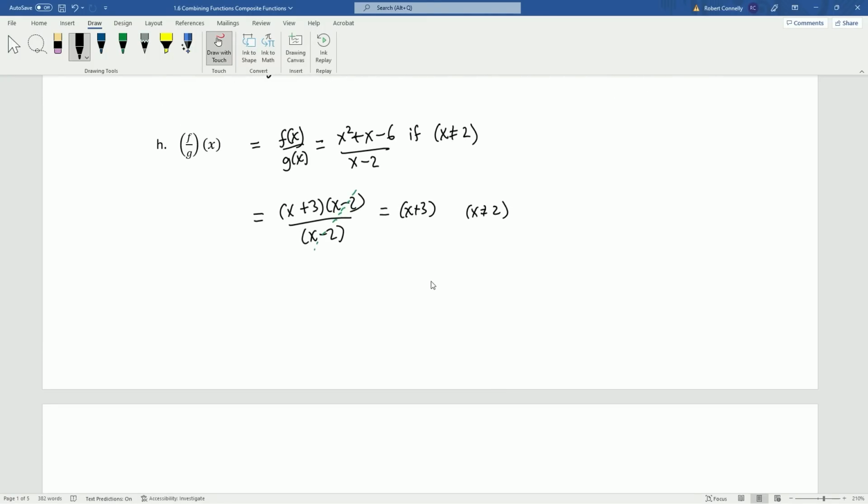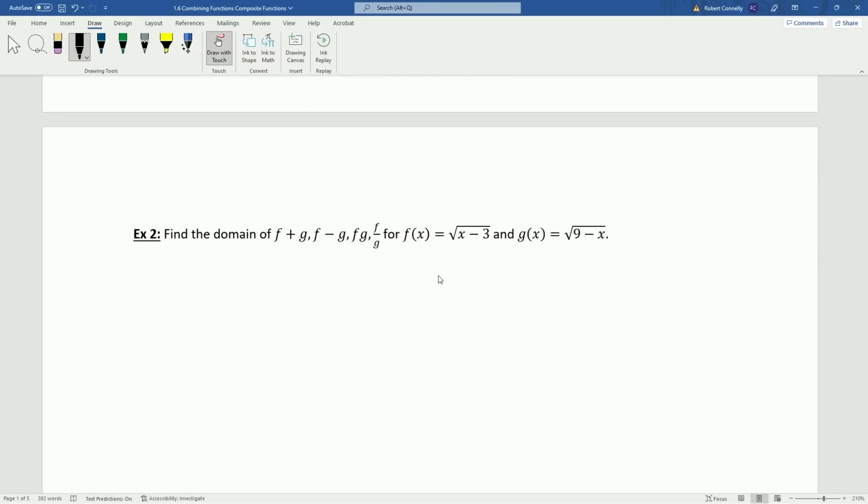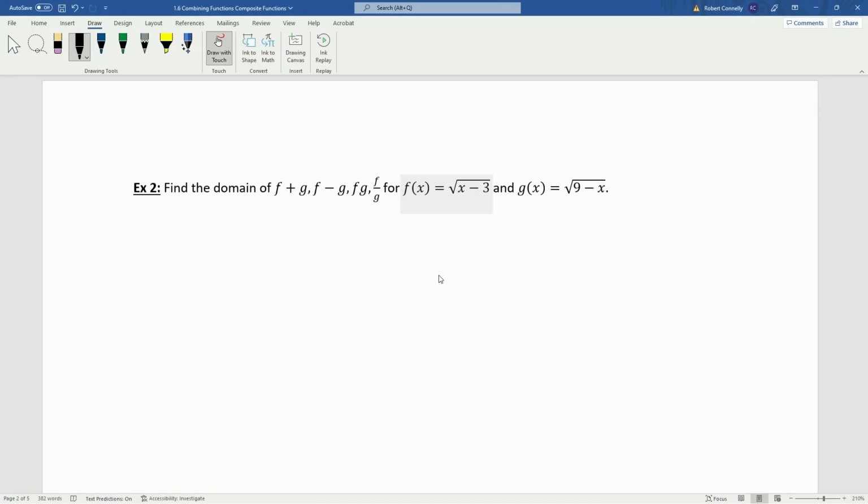All right, well, that's it for that example. Let's go ahead and move on. And we're going to find the domain of some functions, f plus g, f minus g, f times g, and f divided by g for f of x equals the square root of x minus 3, and g of x equals the square root of 9 minus x.